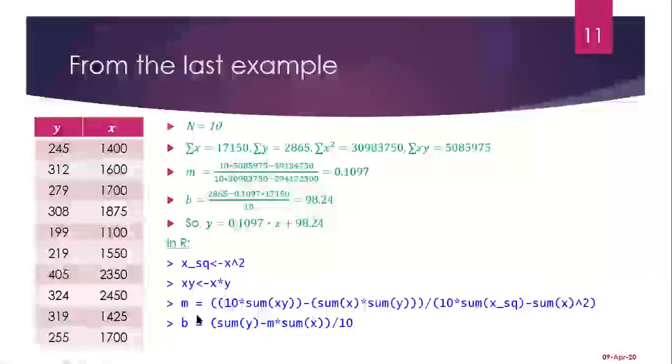Now b is equal to summation of y minus m into summation of x, divided by 10, and you will definitely get the same result, 0.10 and 98.24. And so y is equal to mx plus b gives this. So this is how you can either use your lm function, which I had previously discussed, or you can also write your own function like this, and it will still work to find these two values.